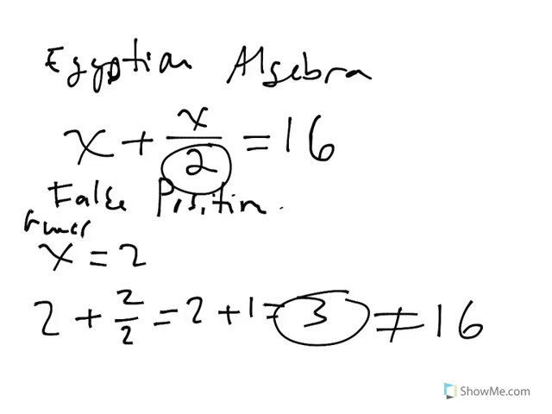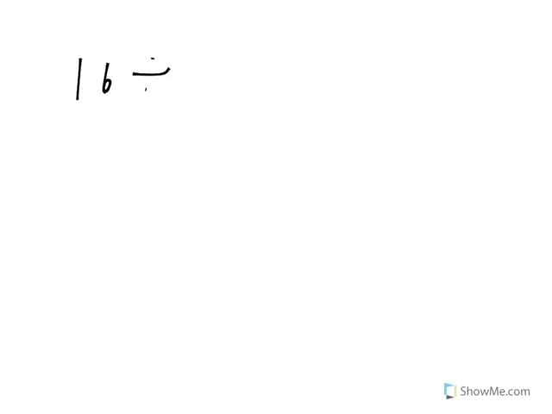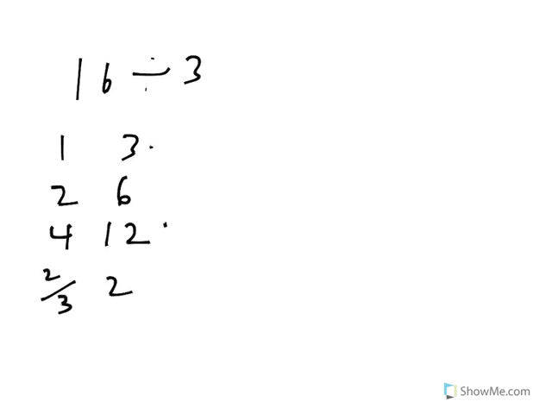So the idea is we want to know how bad was our guess, what factor was it off by. So on the side, I'm going to do 16 divided by 3. 2, 6, 4, 12. I'm already up to 15. I'll do it the Egyptian way. They go to 2/3 of 1 is 2, 2/3 of 3 is 2, 1/3 is 1. So it adds up. These are the things that add up to 16. So 16 divided by 3 is 5 and 1/3.